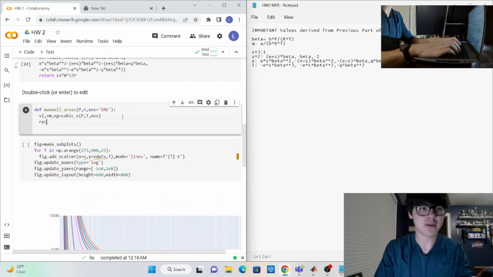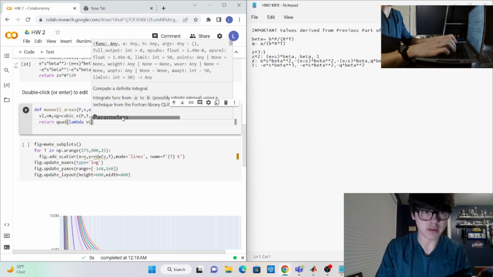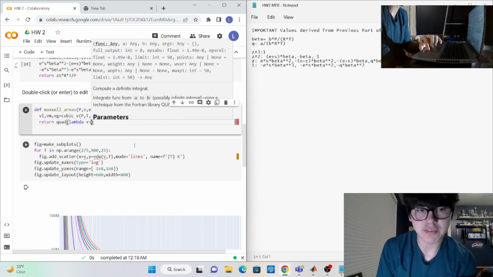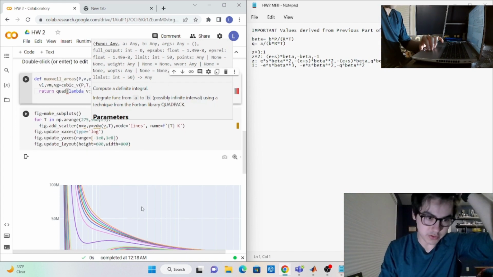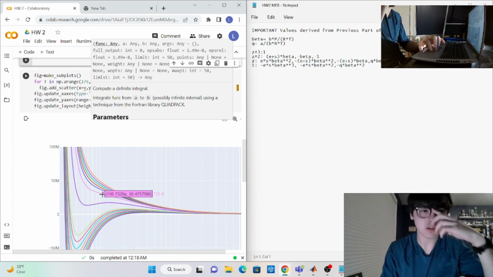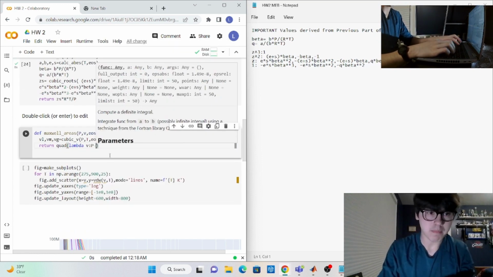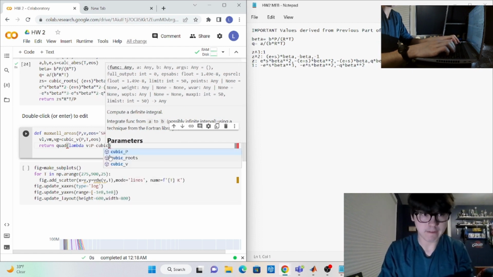So we wanted to return quad lambda v, and what was lambda v? We don't have to define a function, but it is a function in its own way. So the first thing we're looking for is the pressure minus the cubic equation of state. So the pressure that we input minus cubic_P.